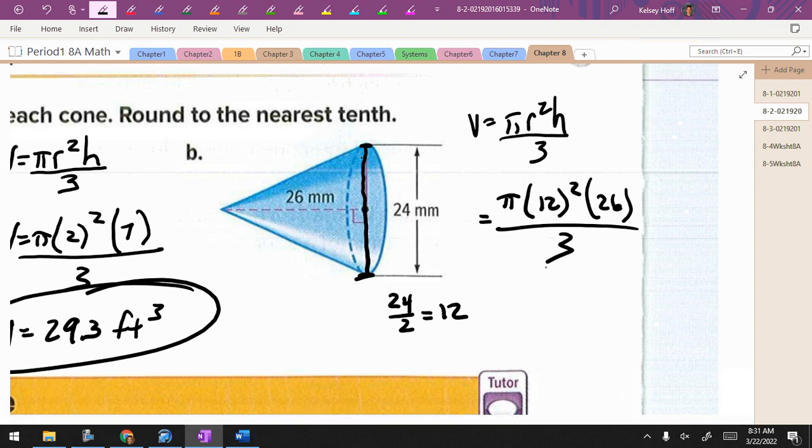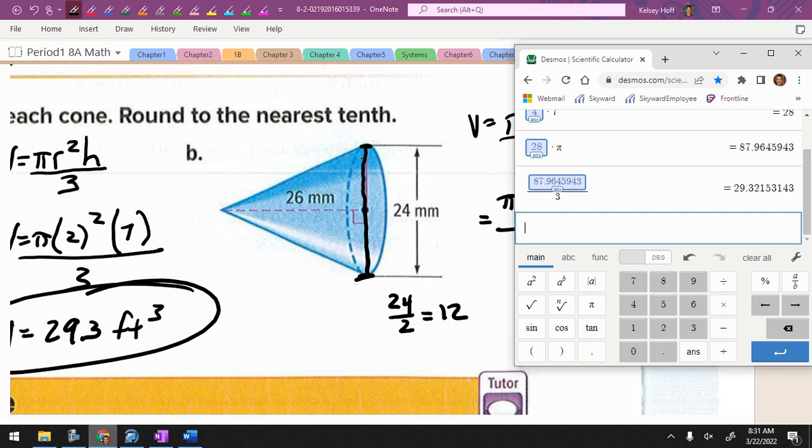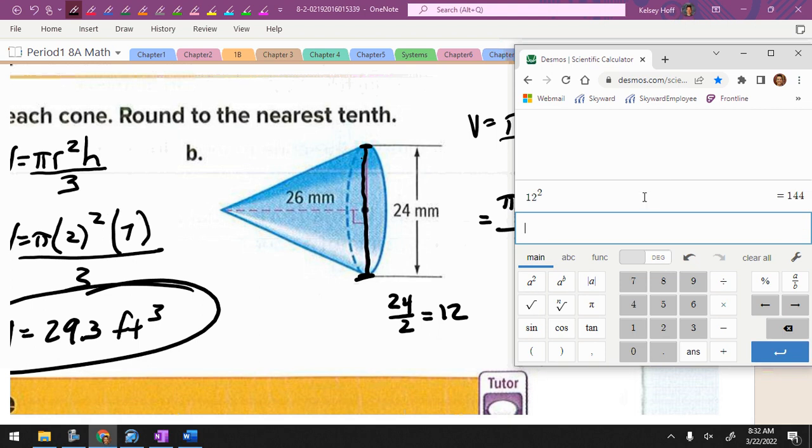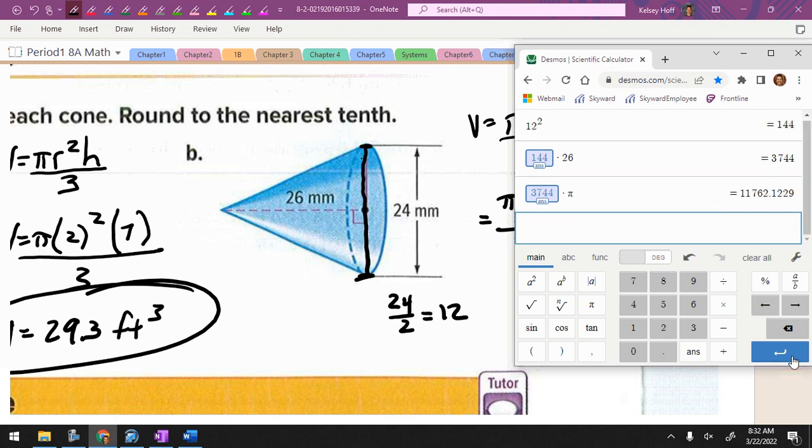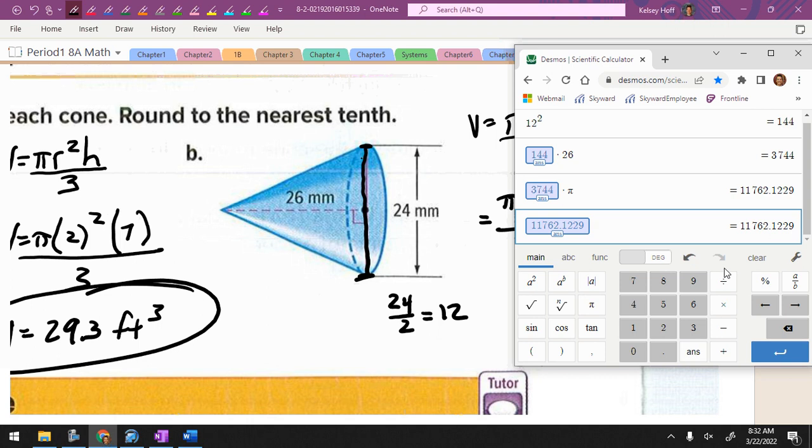What do I type in first? 12 squared. Let me get my calculator back out. Clear this out of here. 12 squared, enter. ANS. What do I do with that? Times by 26, enter. By pi, okay. Divide it by 3.